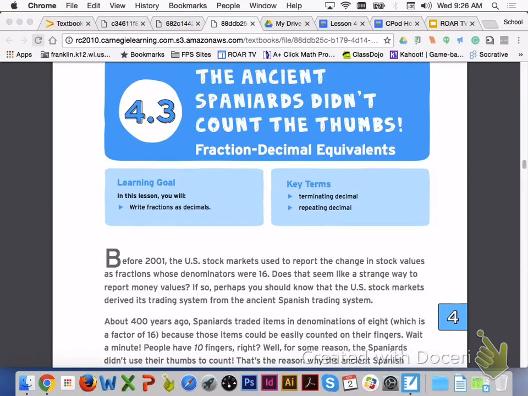Hi class, in lesson 4.3 you will be learning about fraction decimal equivalents. Learning targets for today, you will write fractions as decimals. Key terms to look for in lesson 4.3, terminating and repeating decimals.